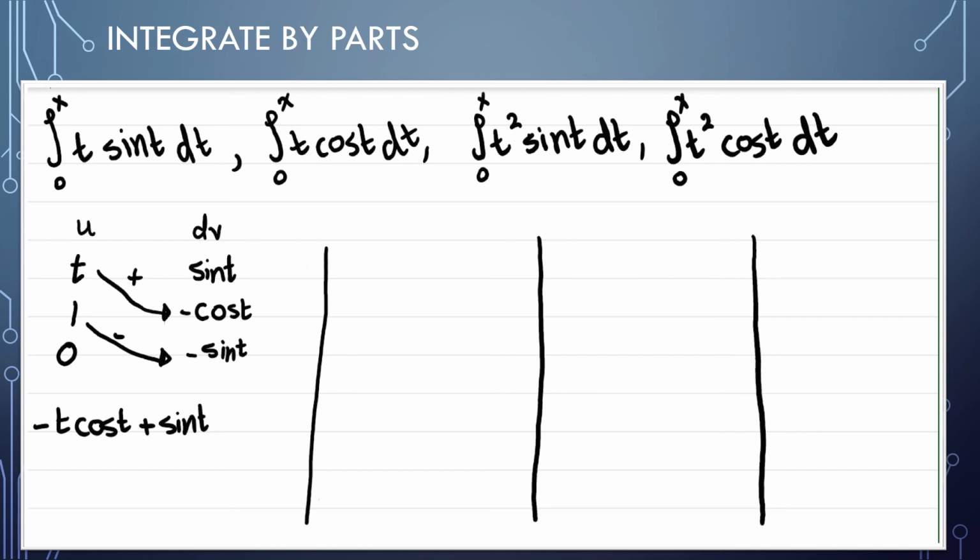And that's according to our integration from 0 to x, okay? So that will give us minus x cosine x plus sine x. Minus, substituting by 0, here will give us 0, and here sine 0 will be 0, okay? So this is the answer.